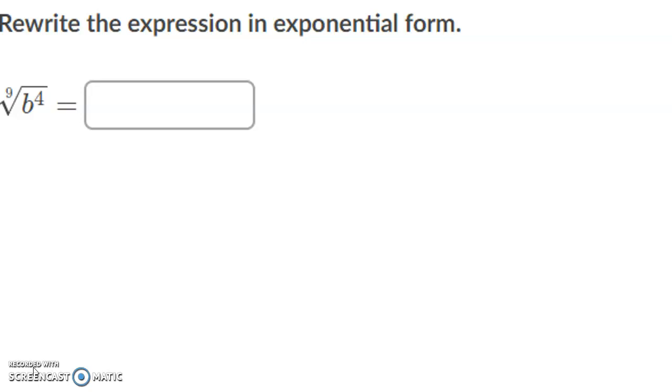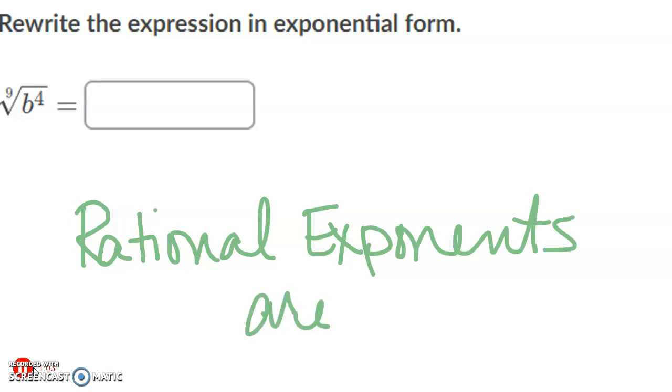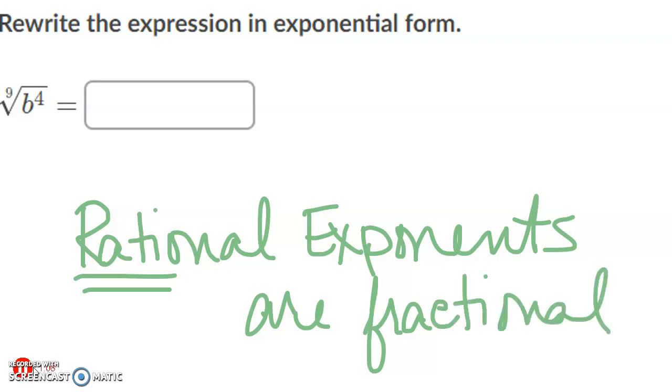Alright, so this is the most basic kind of thing that we learned hopefully in Algebra 1. Rewriting in exponential form using rational exponents. Rational exponents means fractional exponents. Rational numbers, ratio. So this would become b to the power of 4 over 9. Okay?